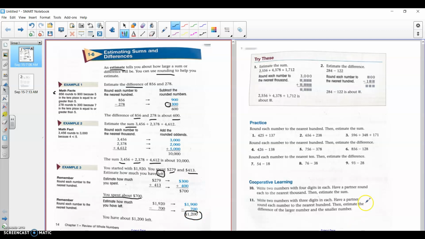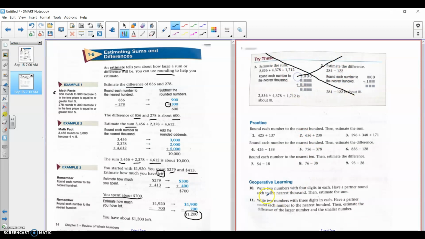So looking at today's work on page 15, remember you're not doing the top, and you're not going to do the bottom. You're going to do numbers 1 through 9. Please pay attention to what they're asking. For the first 3, it's the nearest 100. The next 3 is the nearest 100 as well. And then the nearest 10. So estimate those two numbers.